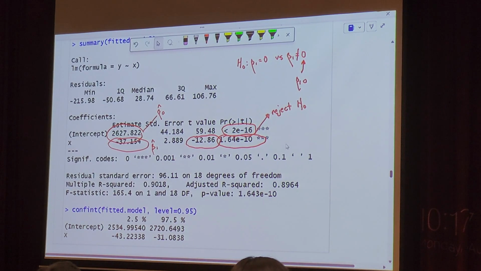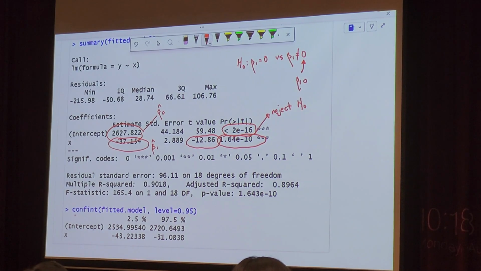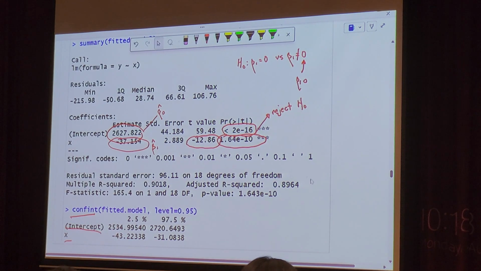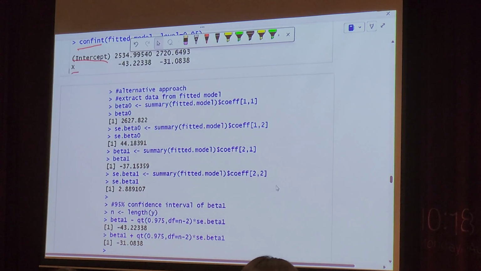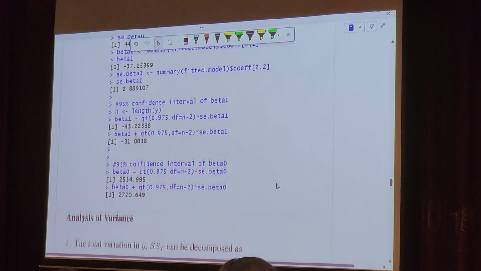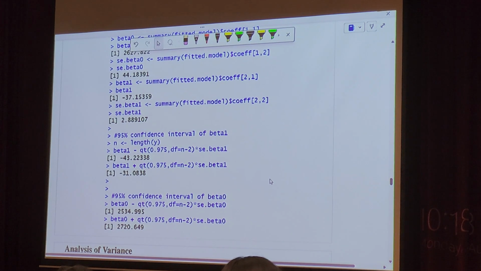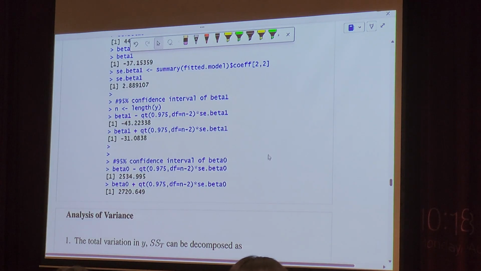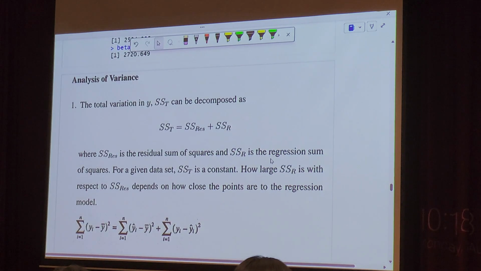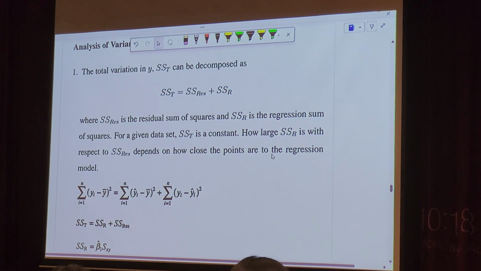So, well, if you use the complete function, you can construct confidence interval for beta 1 and also for beta naught. So, here I derive it using the formula itself and not relying on any function. Okay, so I am done with hypothesis testing and confidence interval for simple linear regression.